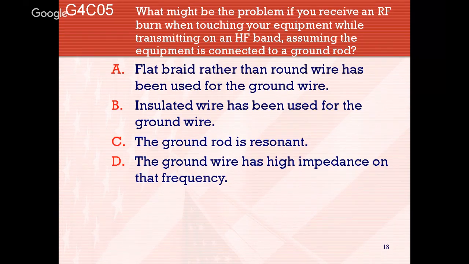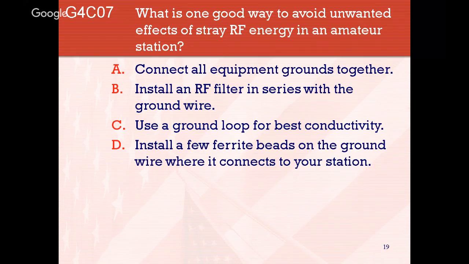Moving right along. What might be the problem if you receive an RF burn when touching your equipment while transmitting on an HF band, assuming the equipment is connected to a ground rod? What might be the problem? Well, you've got to think about the ground wire having a high impedance on that frequency as being the problem. Even though it's grounded, the ground wire itself could have a high impedance on that frequency. So you're going to want to probably fix that with something different.